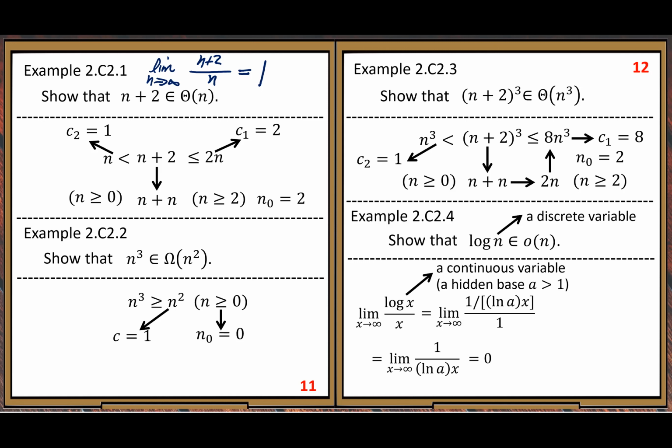After that, by the limit definition of little o, we have the conclusion. So that's example number 4 for this part. If you have a question, just let me know. All right.